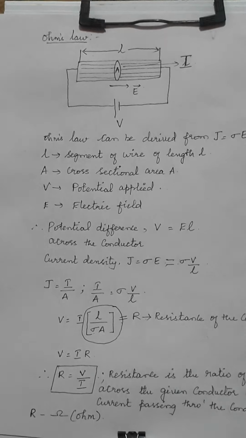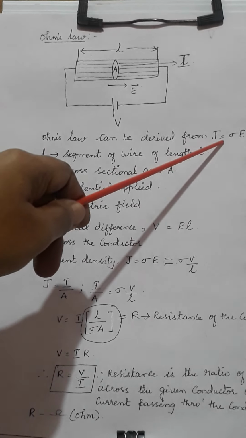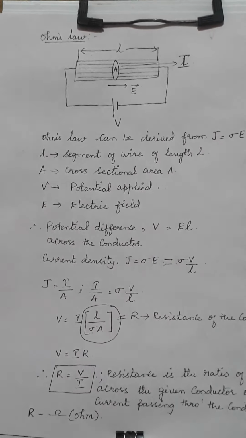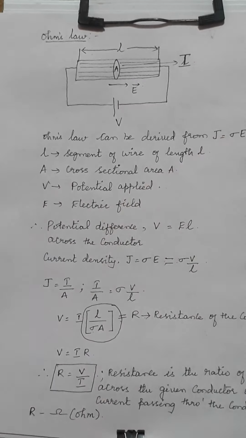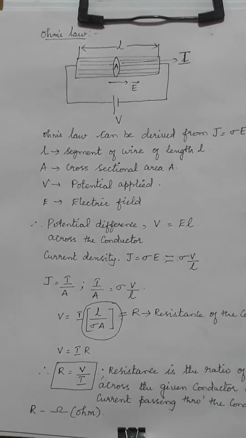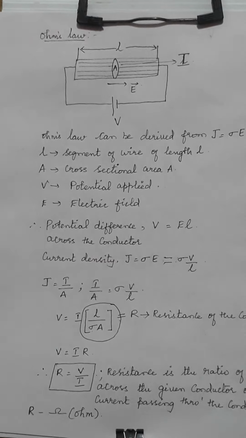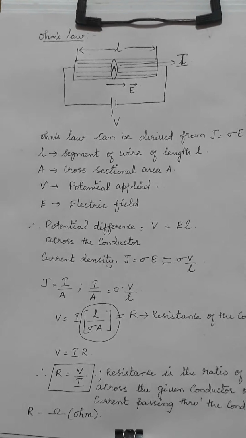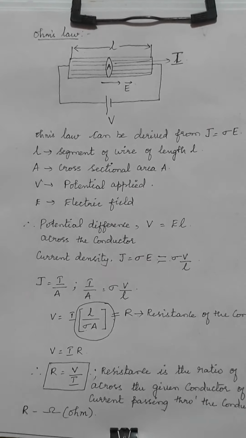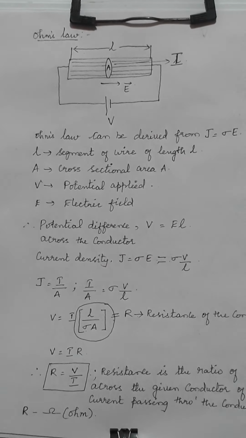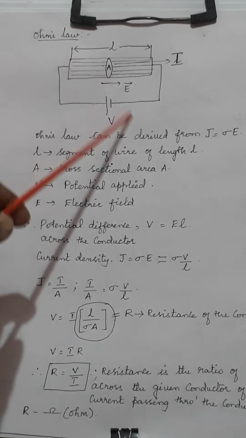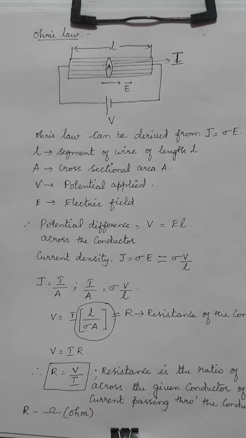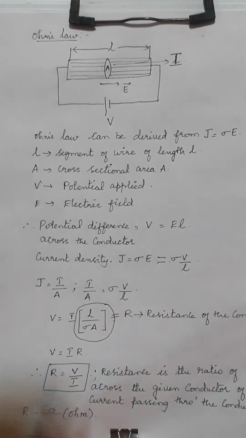So here I have considered the current density to be equal to sigma into E. What is this sigma? It is nothing but the conductivity. What's the meaning of conductivity? Like permittivity in your first lesson, it is the amount of charges that any material can allow to pass through. Here conductivity says what's the amount of electrons which are crossing in that conductor. That is what conductivity is.